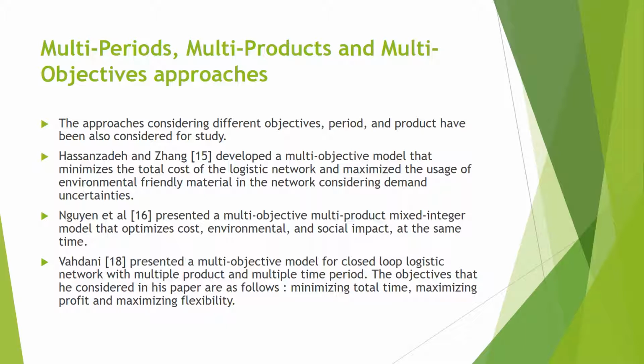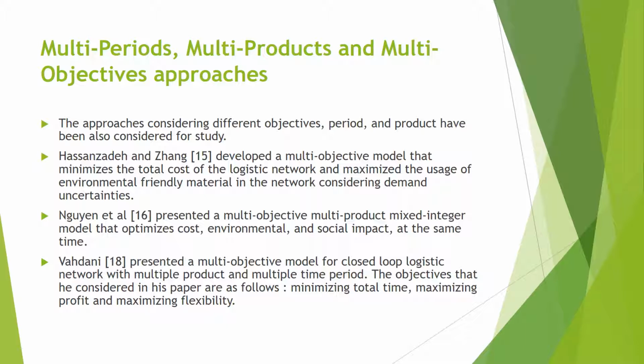For example, Hassanzadeh and Zhang developed a multi-objective model that minimized the total cost of the logistic network and maximized the usage of environmentally friendly material in the network, considering demand uncertainties. Another paper was presented by Nguyen and his colleagues. They presented a multi-objective and multi-product mixed integer model that optimized cost, environmental, and social impact at the same time.